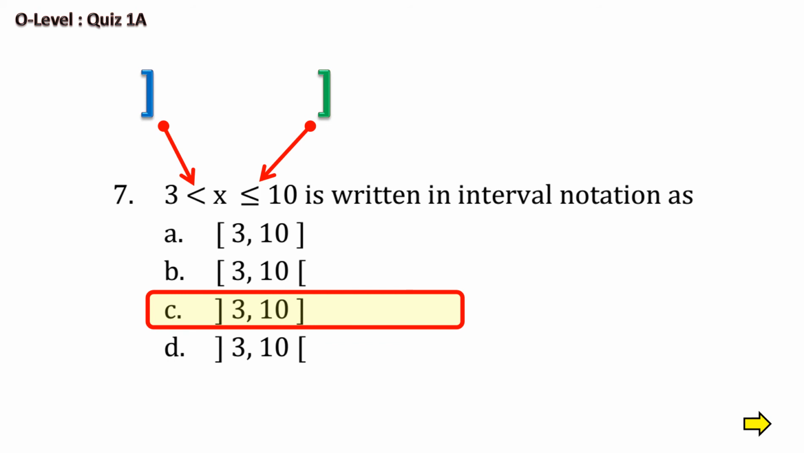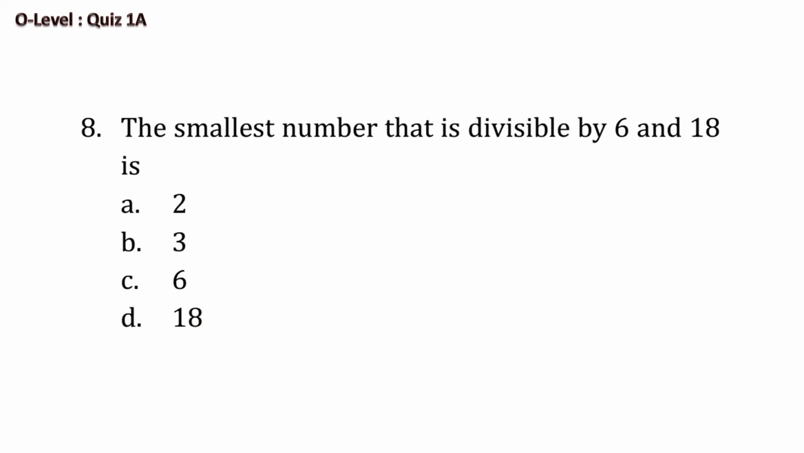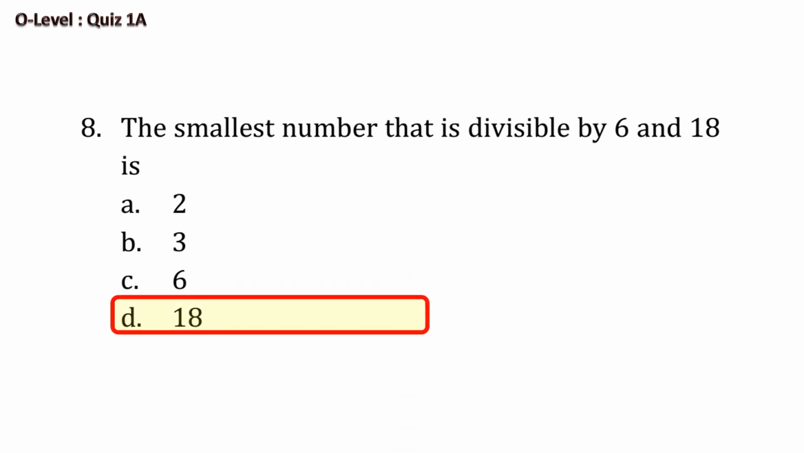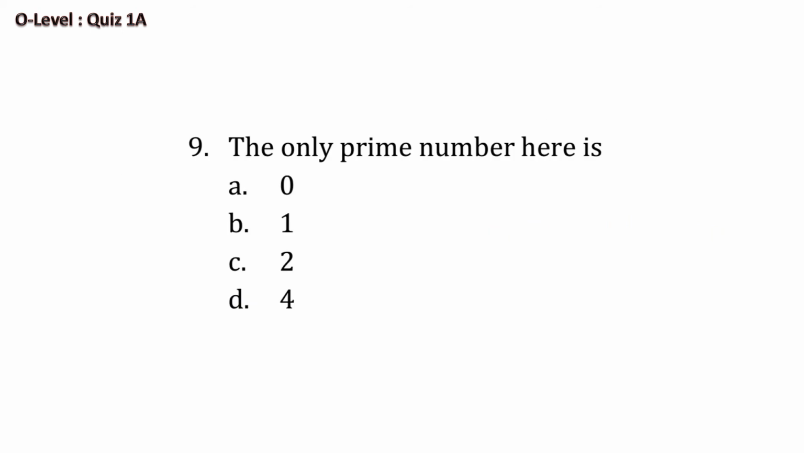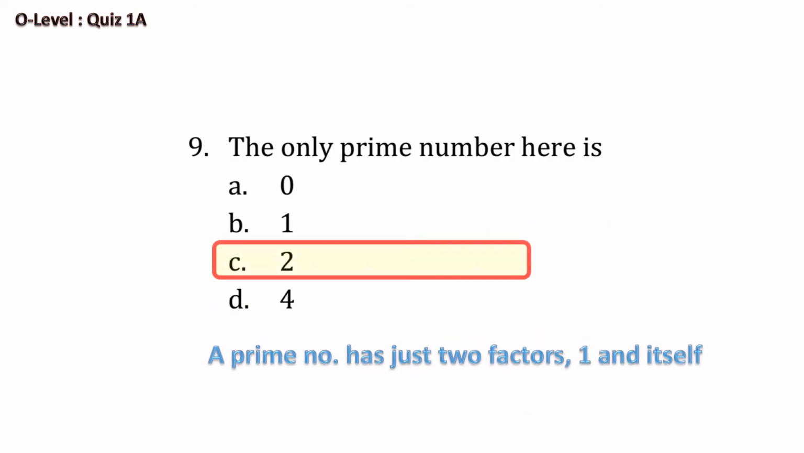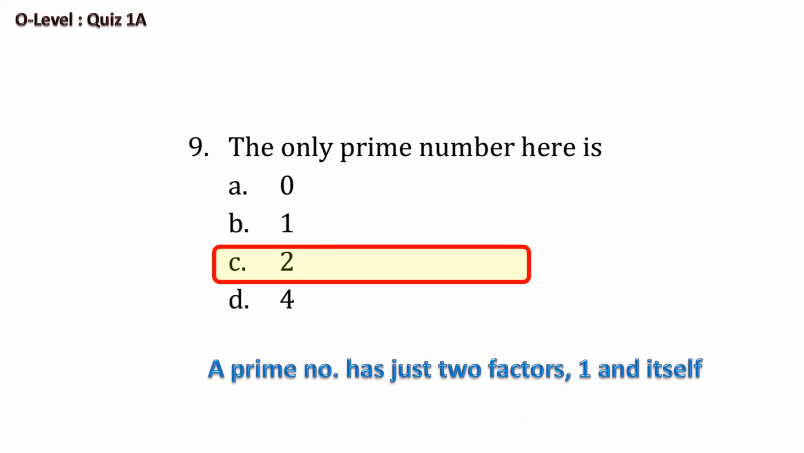Question 8. The smallest number that is divisible by 6 and 18 is, that's just the LCM, and it's 18. Question: the only prime number here is 2. A prime number is a number that has just 2 factors, 1 and itself. 1 is not a prime number. 4 is a composite number, as well as 0.